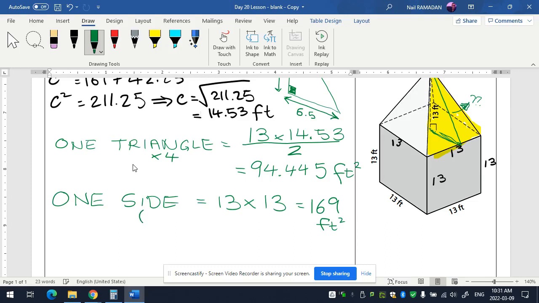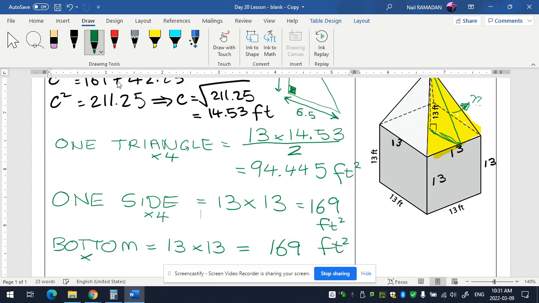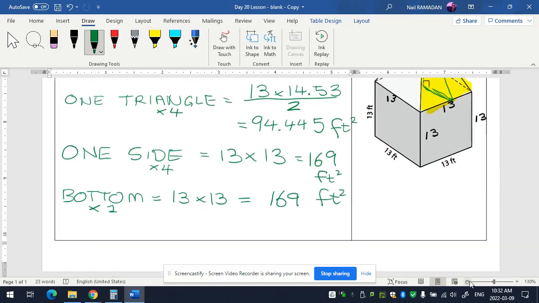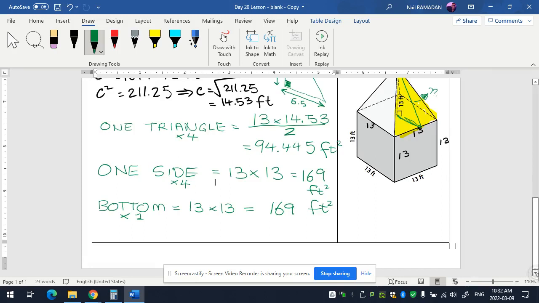So times 4, sorry, times 4. And then bottom, which only repeats how many times? Once. So 13 times 13 as well, which also happens to be 169 feet squared. Times 1. Everyone, bottom times 1. Done. That's it. Let's do the final calculation now. What do I call the final calculation? Area or surface area? Surface area, because I'm collecting a bunch of surfaces together.